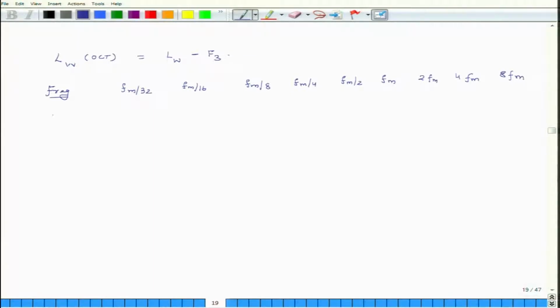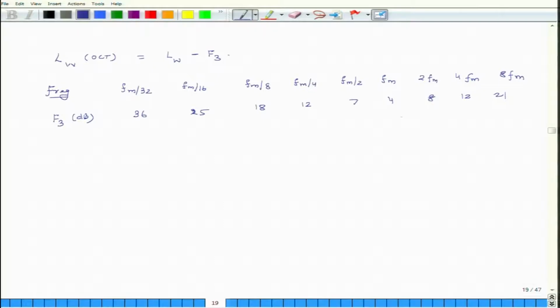And what is the value of these factors F3? All these values are in dB: 36, 25, 18, 12, 7, 4, 8, 12 and 21.